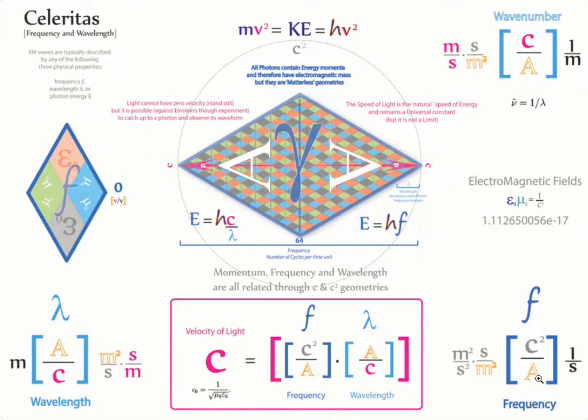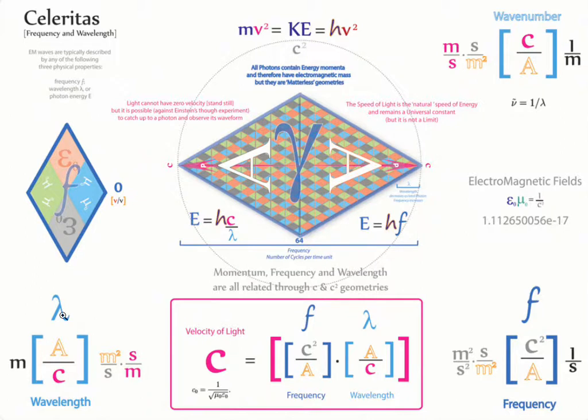In the case of the frequency, it's c squared. It's a scalar measurement because it's the number of quanta in the geometry. So c squared divided by how many equilateral triangles, or the quantized angular momentum of the system. Doing the algebra again on c squared divided by angular momentum, we get per second, which is a measure of frequency.